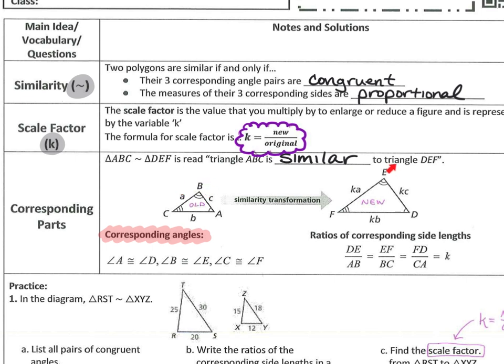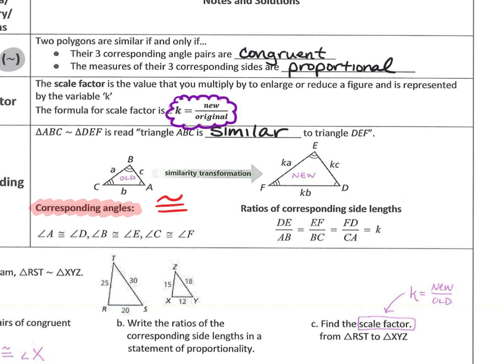Because B and E have 2 arc marks, they are the same. And because C and F have the same arc marks, their corresponding angles are congruent. They're the same numbers, period, no change. But what that also means for me is that the ratios of the corresponding side lengths are the same. So the numbers themselves won't be the same, but the ratios will be the same. The ratios will be equal to that scale factor K.